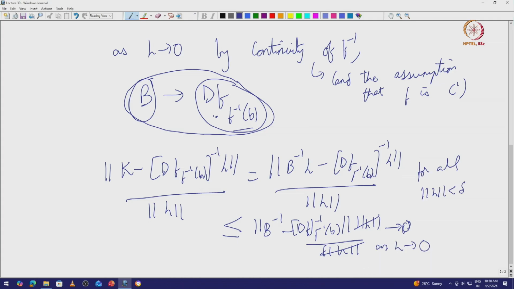Again, b converges to this matrix as h goes to 0. Now if a matrix converges to one matrix, then the inverse of the matrix will converge to the inverse of the other matrix. Why is this so? The map, a matrix A going to its inverse, is a continuous map. Okay, why is it a continuous map? Because we have an explicit formula for the inverse given by Cramer's rule, right?